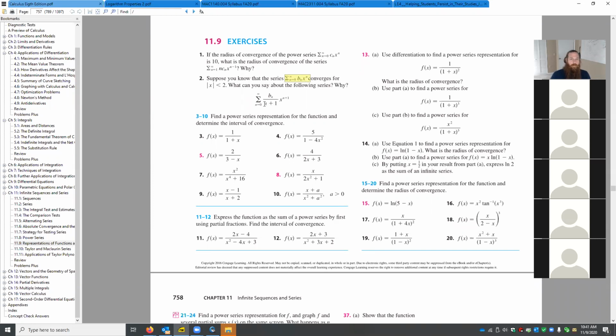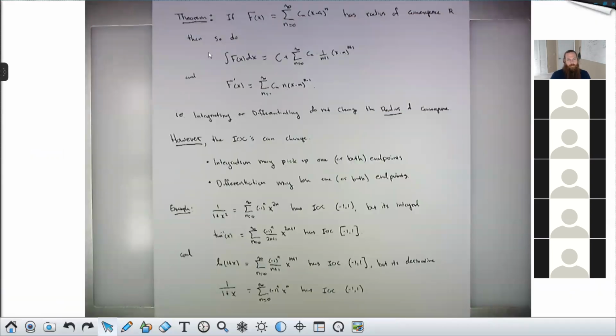You won't be able to say what happens at the endpoints for sure, but you will be able to say that the radius of convergence is the same. And that's our theorem here. So I would like you to prove this theorem. Think of it as an extra exercise.